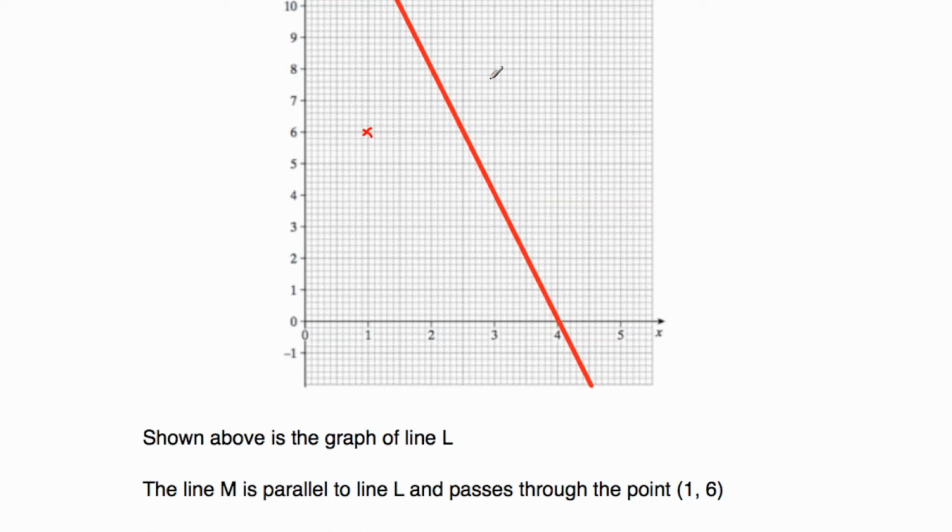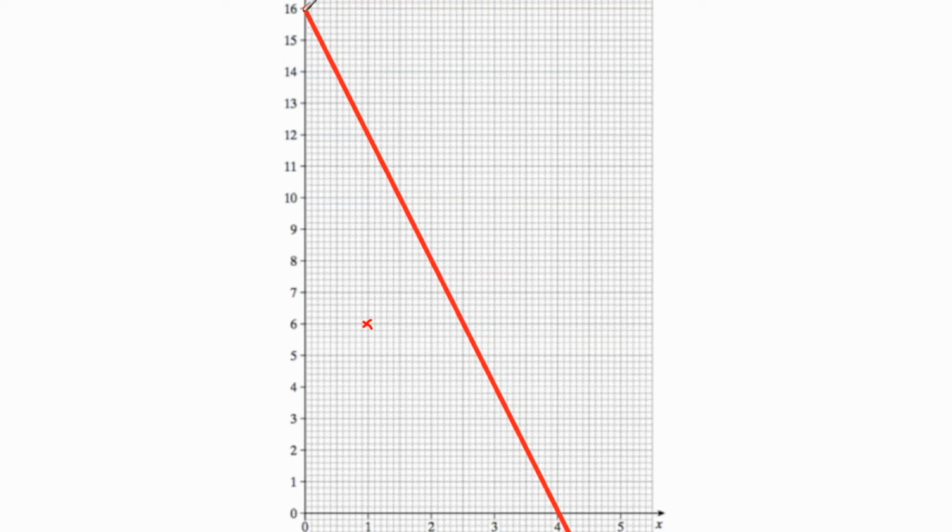So again, we're going to use a similar approach. We're going to find the gradient of the line we've been given. We then know that would be the same as the gradient for the line M that we're trying to find the equation of. And then we would just find where that crosses the y-axis, and that'll be our plus c. So first of all, let's find the gradient of this line. So let's choose 2 points, and the 2 points I'm going to choose are 0, 16 and 4, 0.